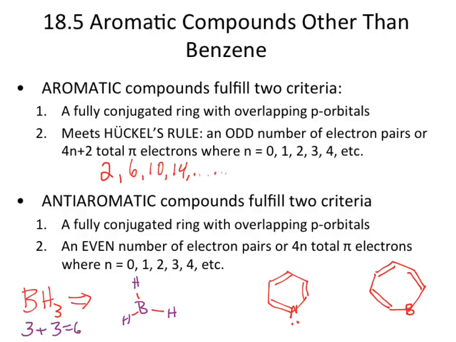How many pi electrons? 6. Boron, being sp2 hybridized, has a p orbital. It does have an empty p orbital. So I can push electrons through it, which makes it aromatic.